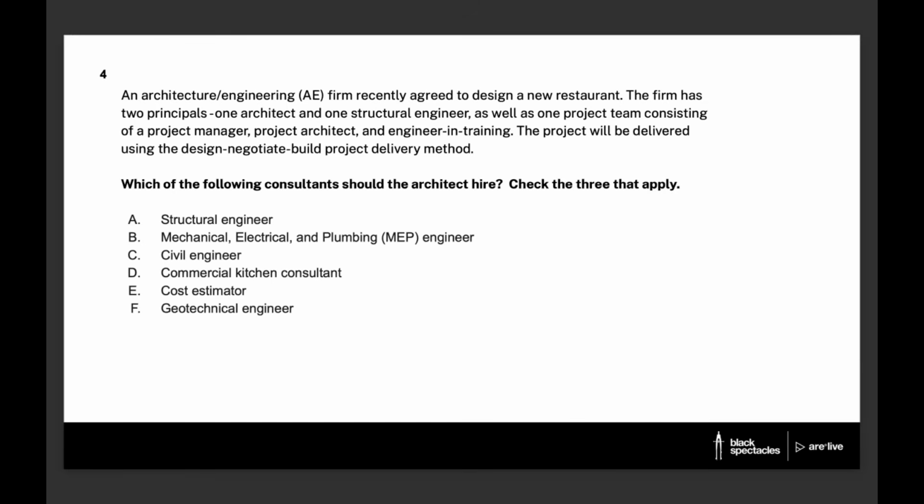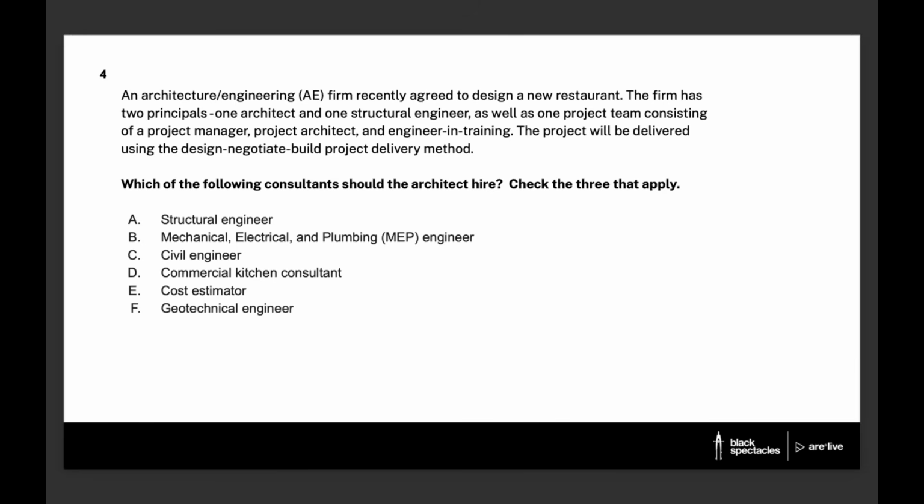Okay, so we've got one correct, one incorrect. Choice C is civil engineer. So a civil engineer is likely required for the project, but according to the B101, they should be hired by the owner, not the architect. And remember, this question is asking who should the architect hire? It's a really important distinction to make.